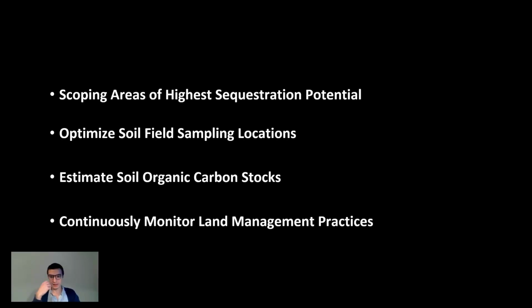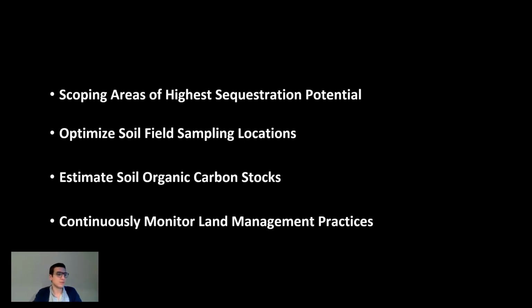So, using environmental data sets, spatially explicit covariates, we hope to provide this scoping and this information to any project developers that would like to get started at sequestering soil carbon and generating carbon credits, but do not know where to start.